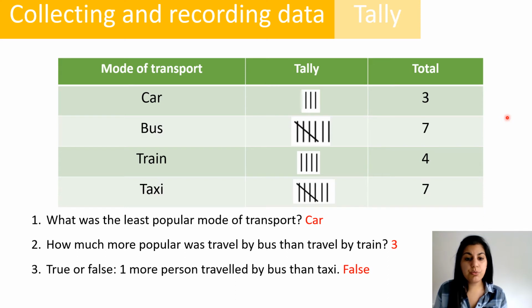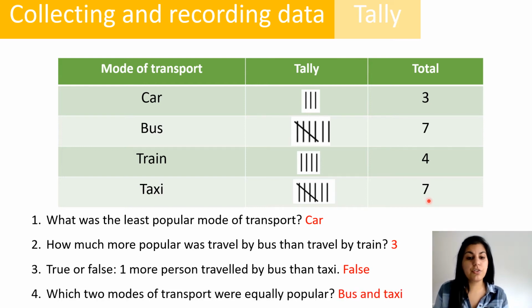Question 3, true or false, 1 more person travelled by bus than taxi. I can see bus had 7 people, taxi had 7 people, so they're actually the same, so that statement would have to be false. And my last question, which 2 modes of transport were equally popular? We've just discussed this in question 3, so bus and taxi were equally popular. How did you get on? If you found that a bit tricky, I might rewind the video and listen to that explanation a little bit more carefully. If not, I think you're ready to move on.